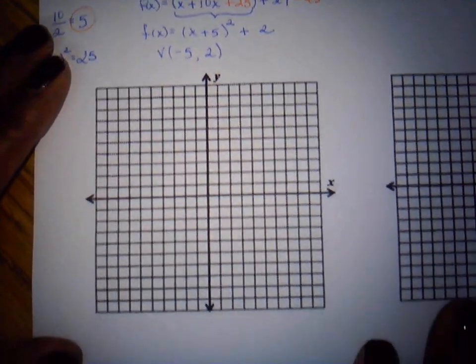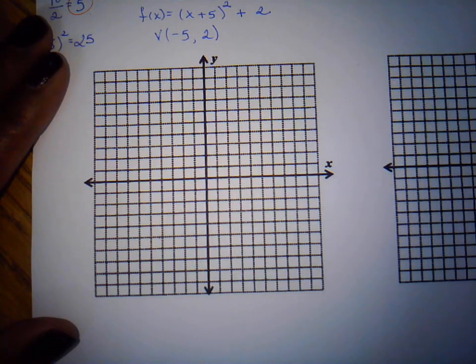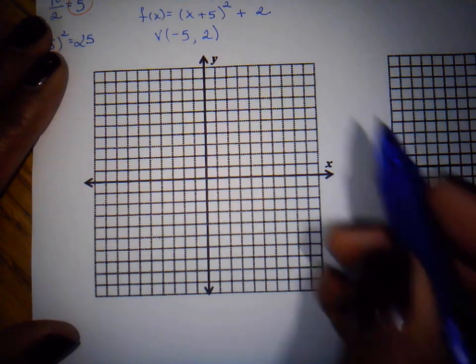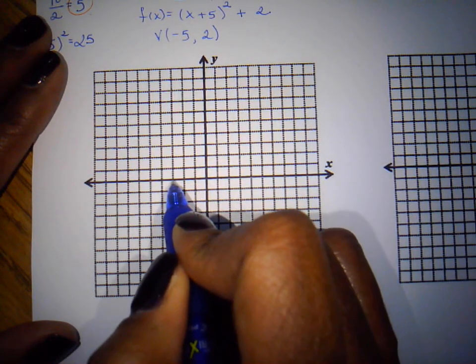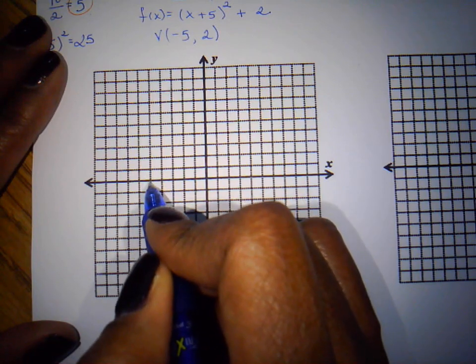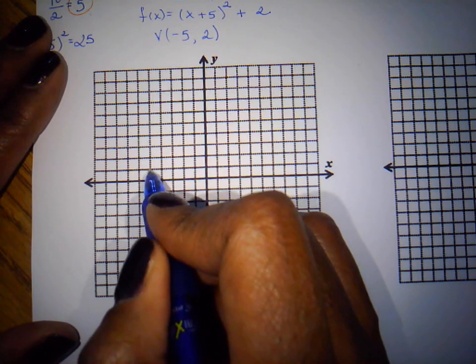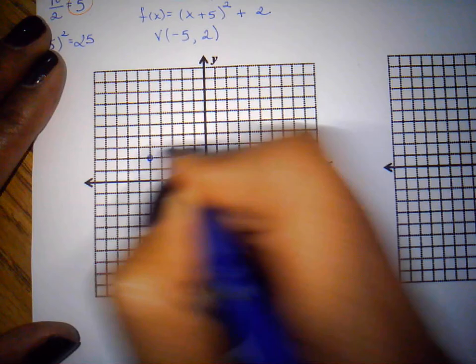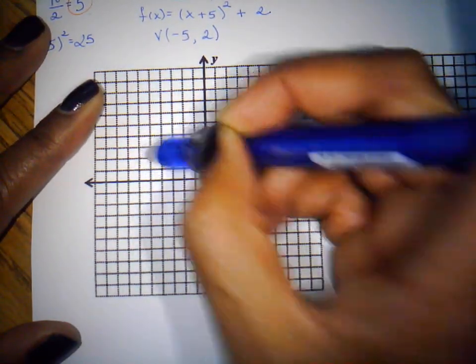So then, all right, bet. I'm going to use this information to determine the location or the position of my parabola, okay? So I come to negative 5, and that's negative 5, positive 2. I'm going to use the orange to graph.